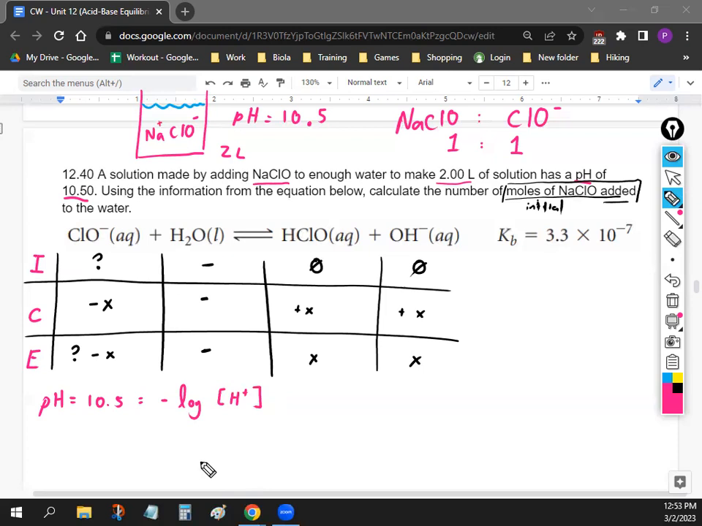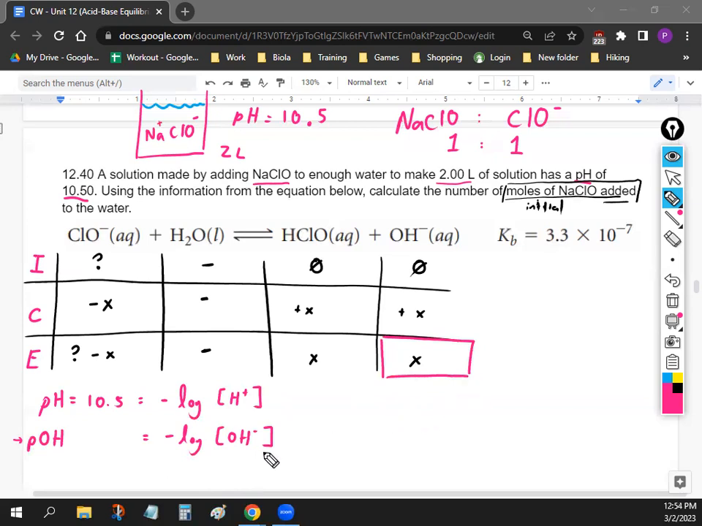We know that pH is equal to the negative log of H plus, right? Now, if you guys remember, we have another equation that we can use. We know that pOH is the negative log of OH minus, right? And this is going to be at equilibrium. So if you use this equation or either of the equations right here, you can figure out the concentration of OH minus at equilibrium. Does that make sense?